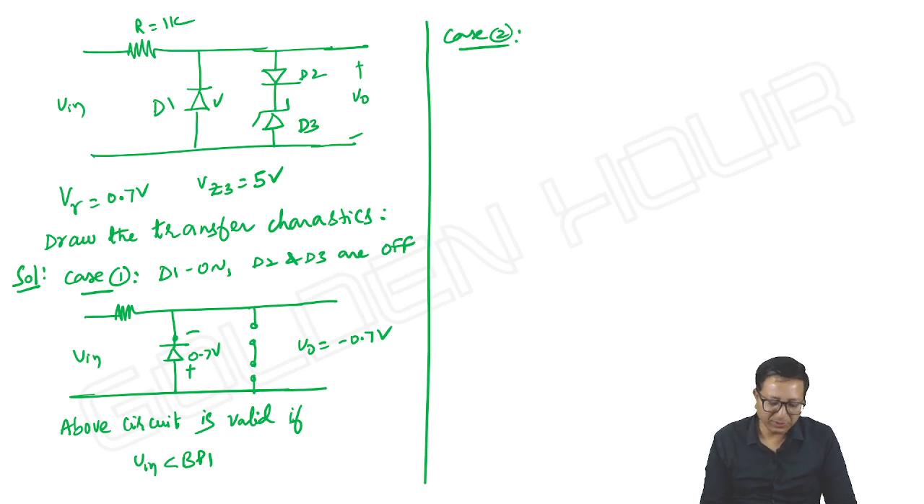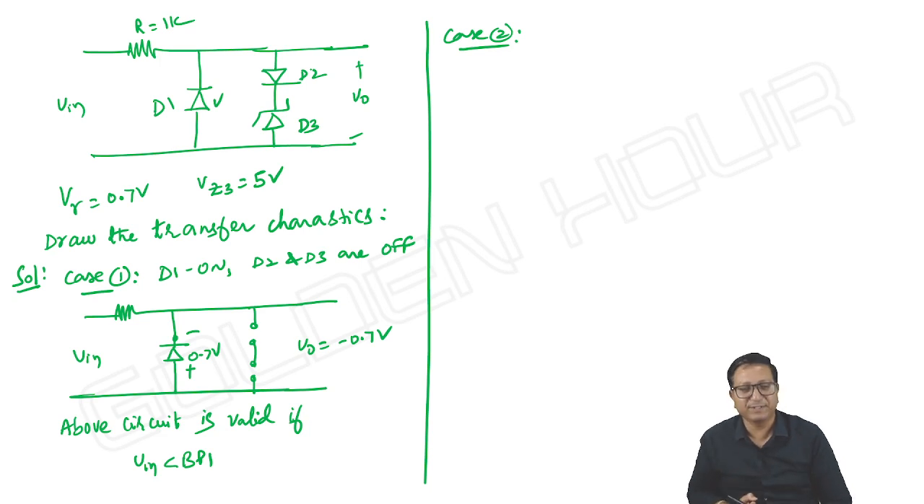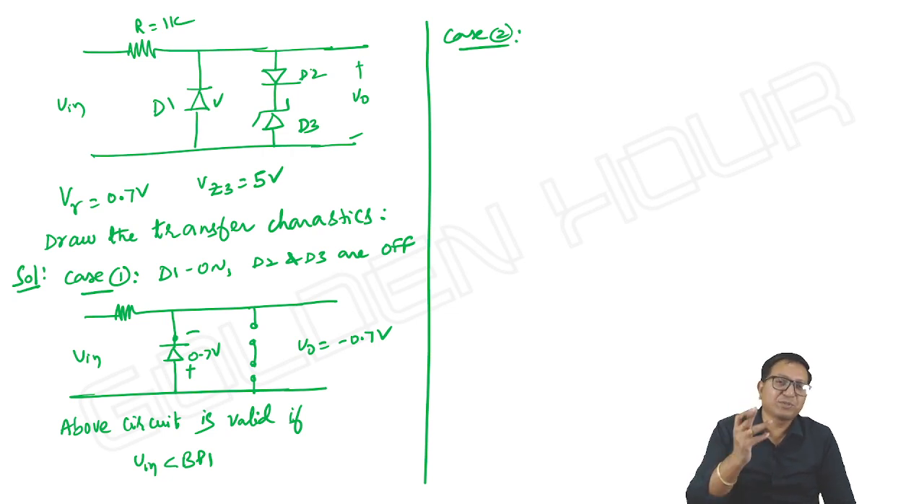If V input is greater than breakpoint 1, meaning positive, and less than the breakdown voltage of D3, then because the input is positive, D1 is anyway off. D2 is ready to conduct, but what about D3? D3 is reverse biased, no? D1 is reverse biased, and D3 also will be reverse biased. It is receiving a positive voltage from cathode to anode. It cannot conduct. Once D3 is open circuit, there is no scope for D2 to conduct.